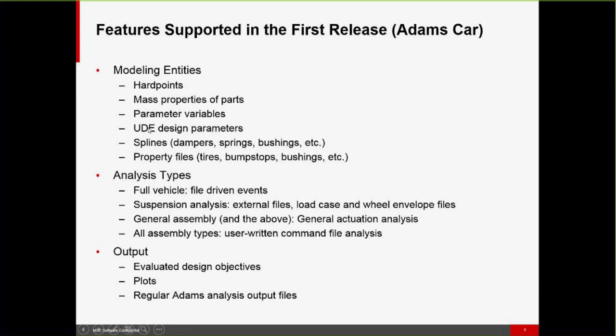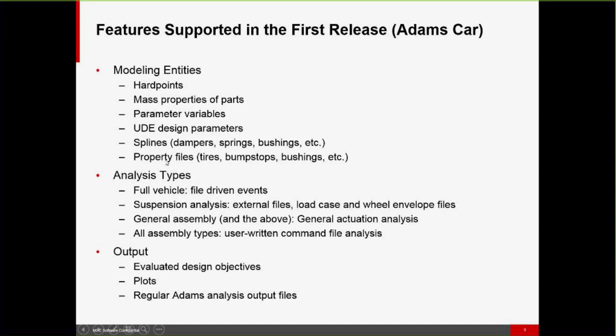The Adams Car UDEs all have these design parameters that are exposed on them, so there are easy ways to tweak certain aspects of the UDEs, these higher order objects that represent componentry in the car. Splines again here are particularly useful for things like dampers and springs and bushings, property files even.